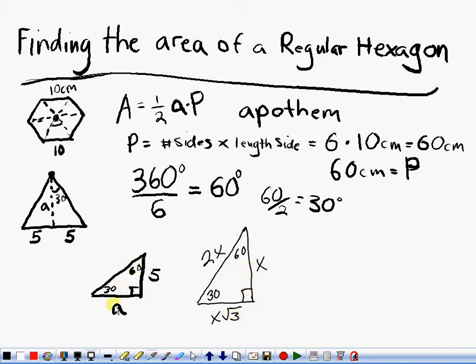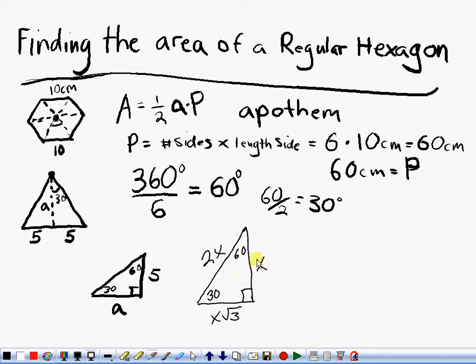So what we're looking for is A. And A is opposite of what degree measure? What angle is A opposite of? What's across from A? If you said 60, then you are correct. And if not, then watch the video 10 times. Okay, so here we go.